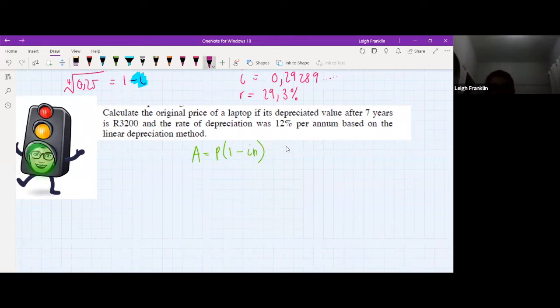So they want us to calculate the original price of the laptop. Oh, Michelle, all you do is you just times by 100. So to go from here to here, you just times by 100. And that's why we write R as the rate.